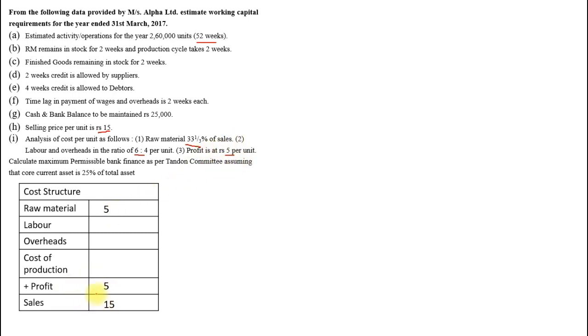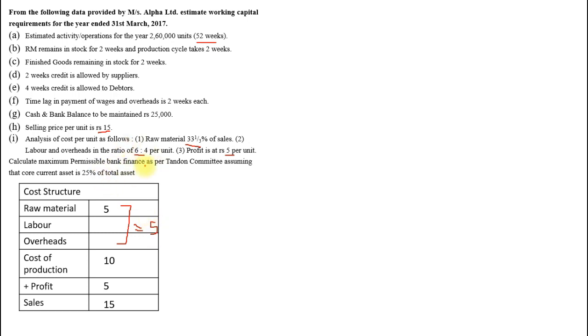I wrote 5. Now when you go in reverse, what plus 5 can give you 15? So my answer will be 10. Okay, cost of production will become 10. What plus 5 could have given you 15? So 10 plus 5 would have given you 15. Now your cost of production is supposed to be 10. That means raw material plus labor plus overhead, when you add up, it has to become 10. But raw material is already 5. So the remaining labor and overheads has to be a total of 5.